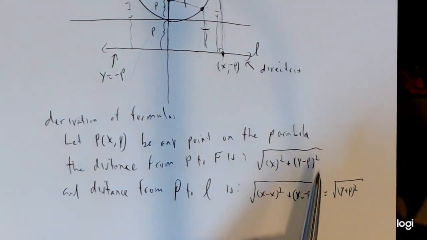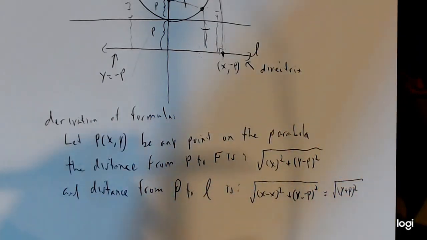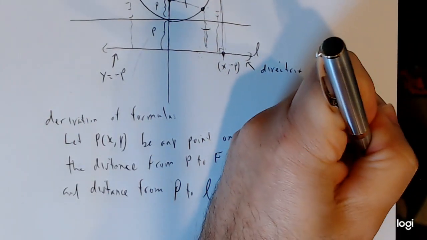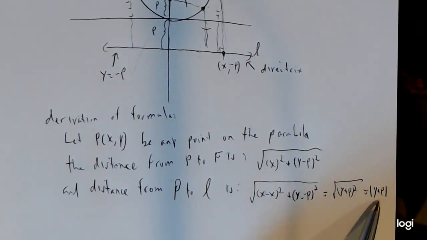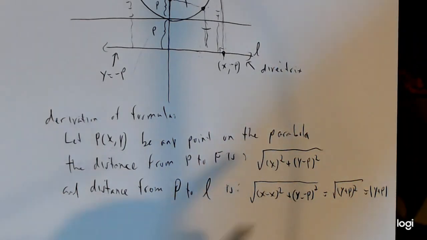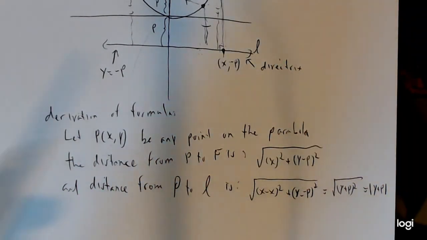And then what is it that we know? The square root of y plus p squared becomes just y plus p, except I'm going to put absolute values around the y plus p, because remember, this is distance, and if p is a negative number, we could potentially have y plus p become a negative number, but we'll take the absolute value to make sure that the distance stays positive, okay?